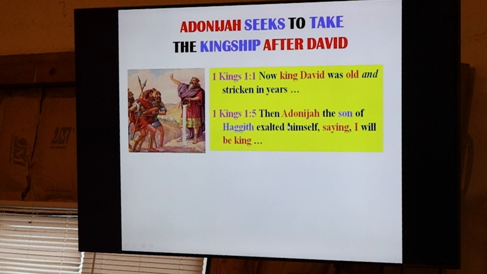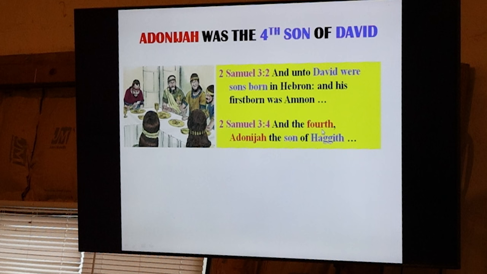And David's fourth son was named Adonijah. So David is basically on his deathbed, and that's how 1 Kings 1 starts out. David's on his deathbed, and Adonijah, his son, says to himself, okay, I'm going to be king now. So Adonijah here is the fourth son of David.